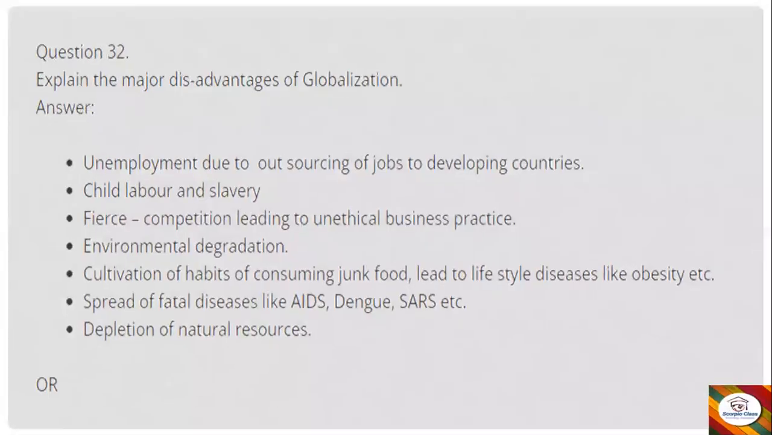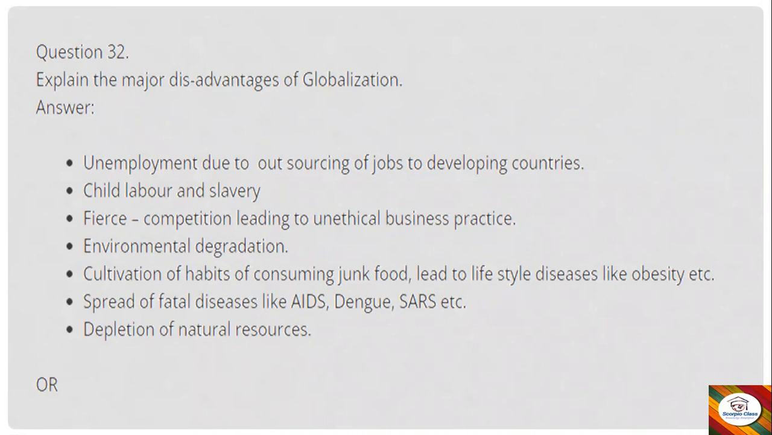Question 32. Again, you have an internal choice in this question. Explain the major disadvantages of globalization. Answer. Unemployment due to outsourcing of jobs to developing countries, child labor and slavery, fierce competition leading to unethical business practice, environmental degradation, cultivation of habits of consuming junk food leading to lifestyle diseases like obesity, spread of fatal diseases like AIDS, dengue, and SARS, and depletion of natural resources.